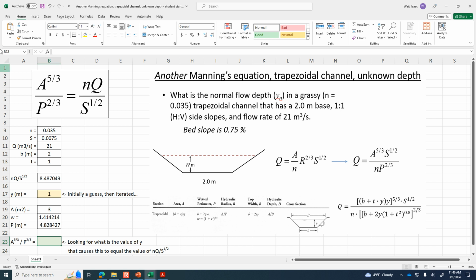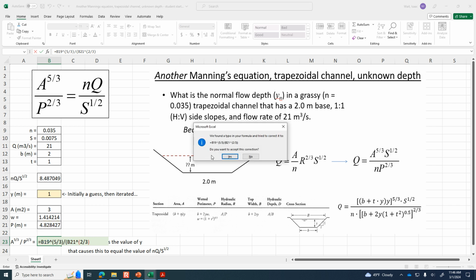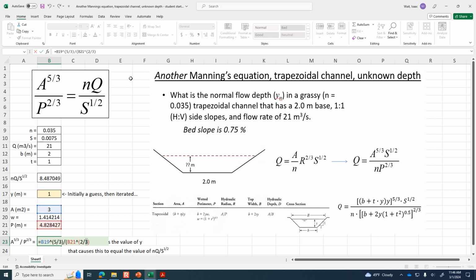Now, finally, the left-hand side of the equation is A to the 5/3 divided by wetted perimeter to the 2/3. So, area to the power of 5/3 divided by wetted perimeter to the power of 2/3. Okay. What did I do wrong? I missed an extra parenthesis in the denominator. Let me fix that. I need one more set of closed parentheses.